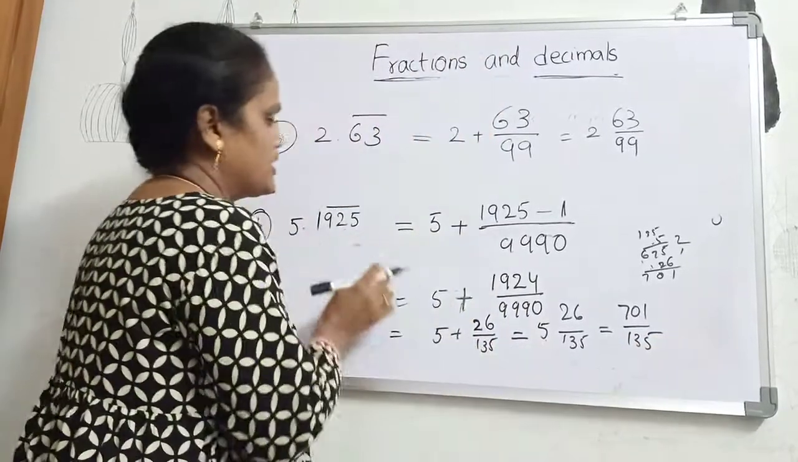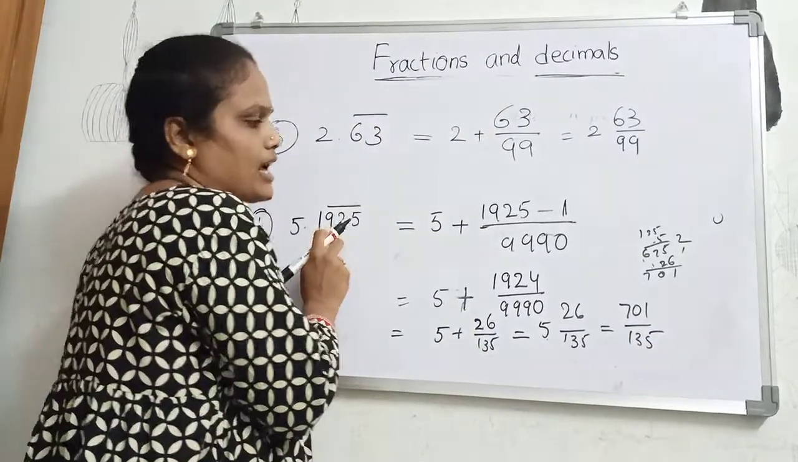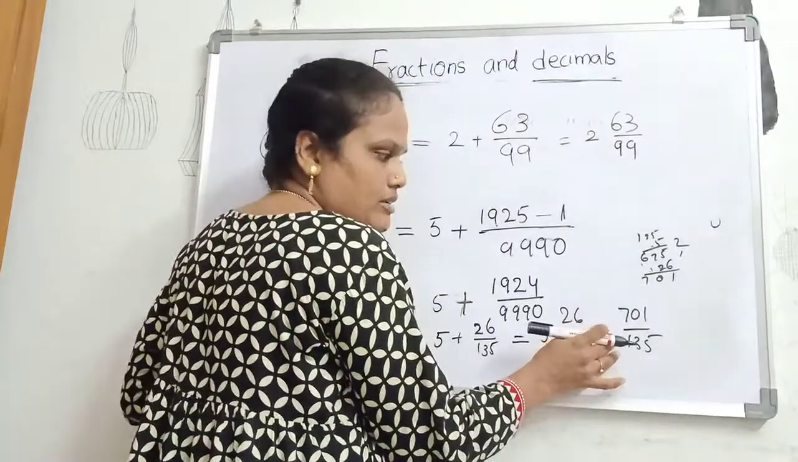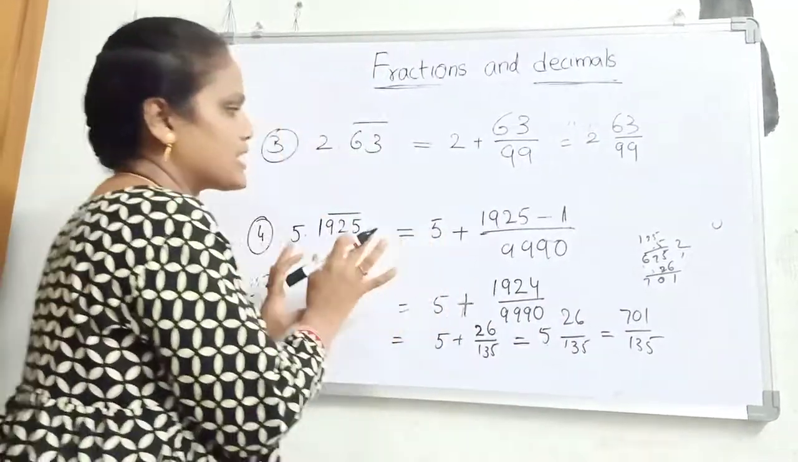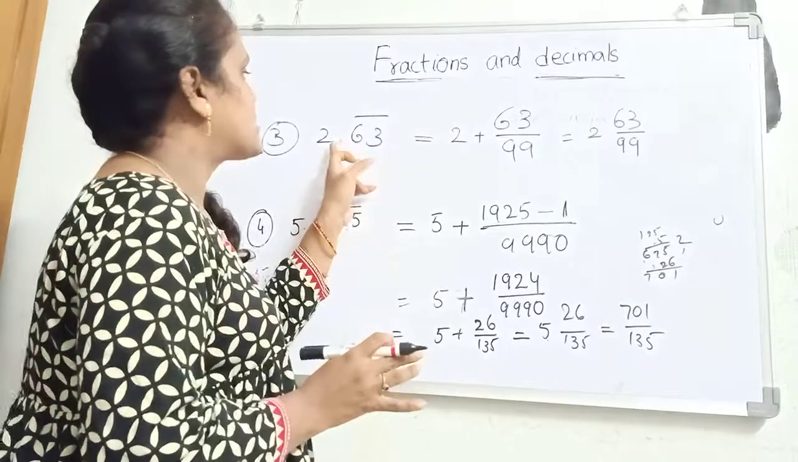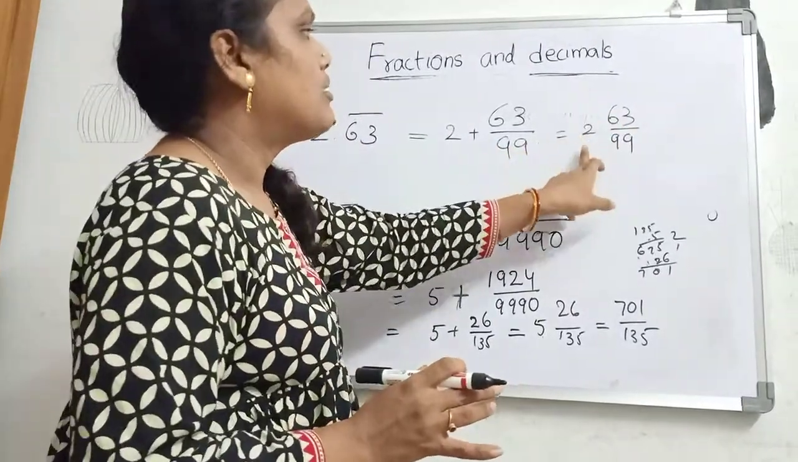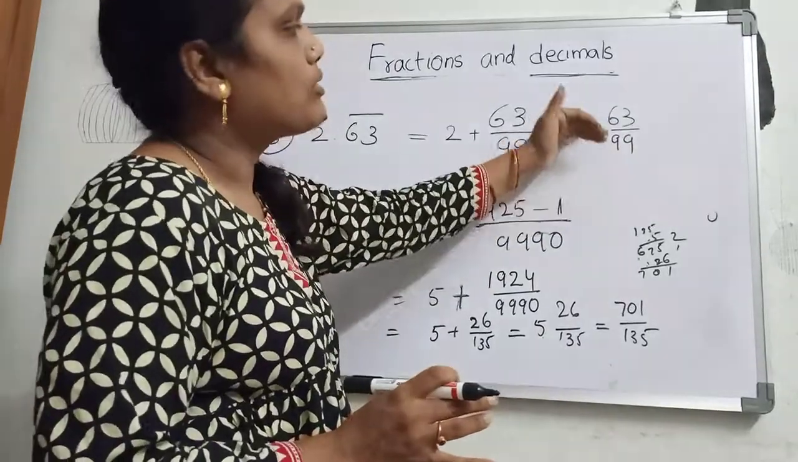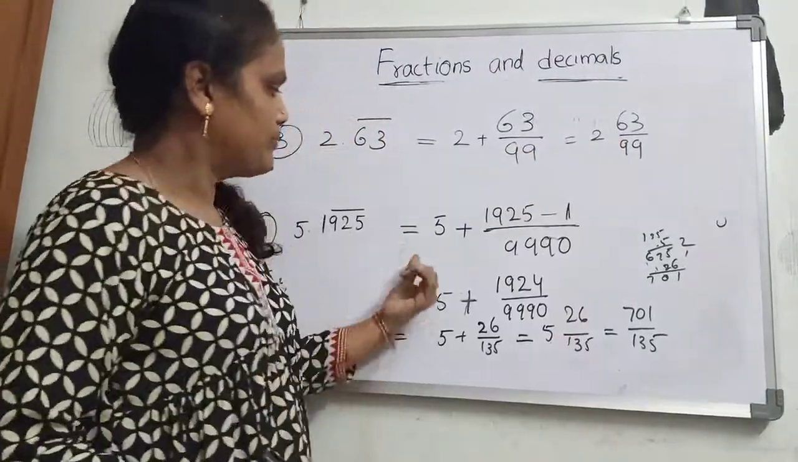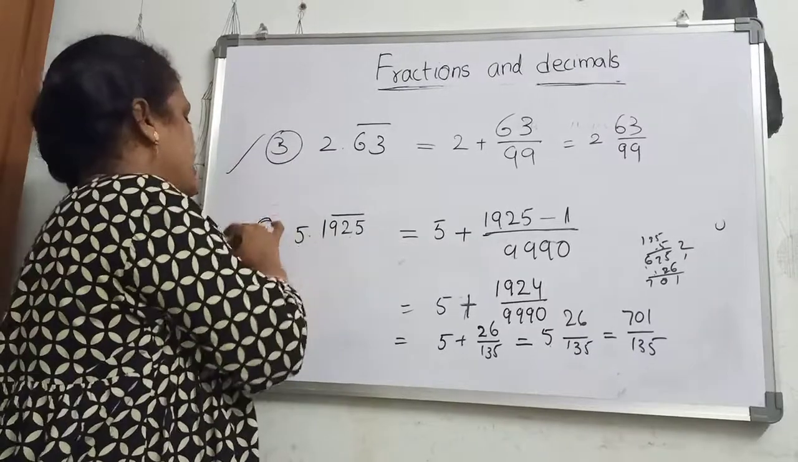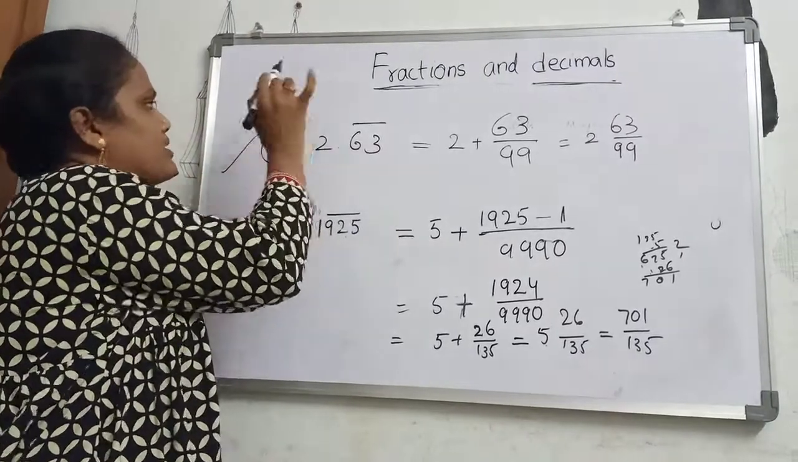So we are converting this decimal number into a fraction. These are very important sums. This is also 2.63, which also converts into a mixed fraction, and we can also minimize the fraction. Both of these are very important sums for your competitive exams.